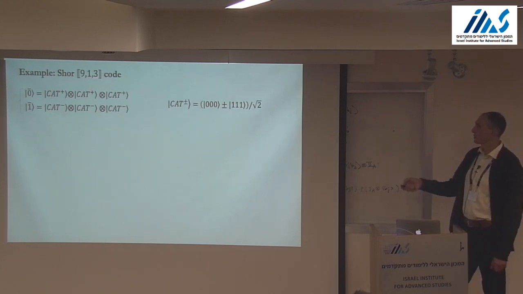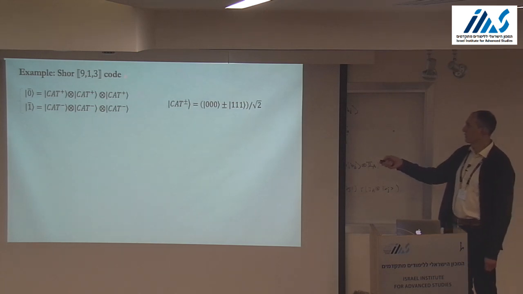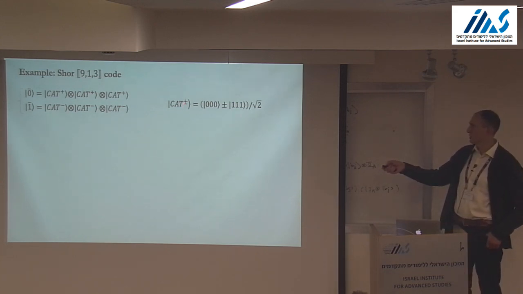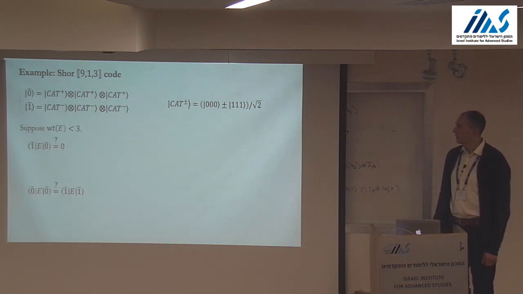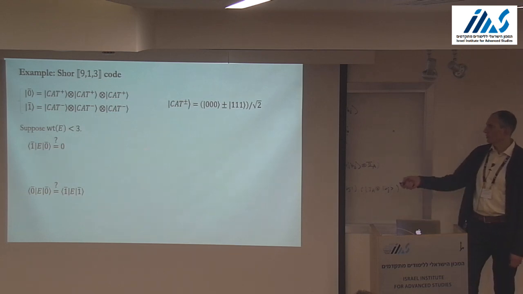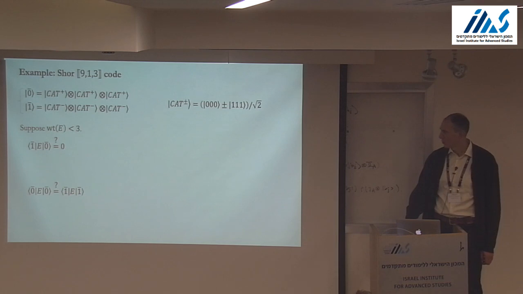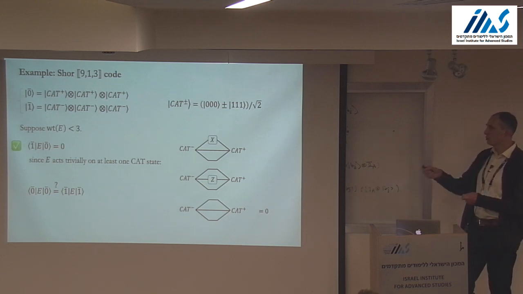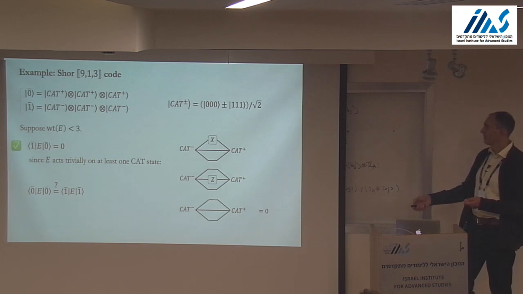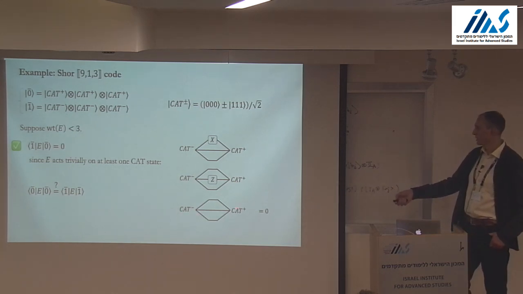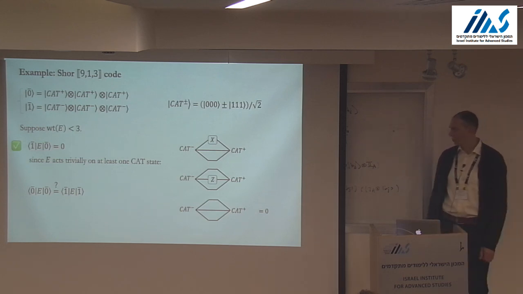So it encodes 1 qubit into 9, and the encoded 0 and 1 states are defined as shown here. Here we have 3-qubit cat states, and there are 2 orthogonal cat states that I call plus minus cat. Suppose we have some Pauli error E of weight less than 3, and let's try to check these error detection conditions. So the off-diagonal condition is satisfied because if the error acts on at most 2 qubits, it must act trivially on at least 1 copy of the cat state. So this matrix element would contain an inner product between ket minus and ket plus, which is 0 because these states are orthogonal.